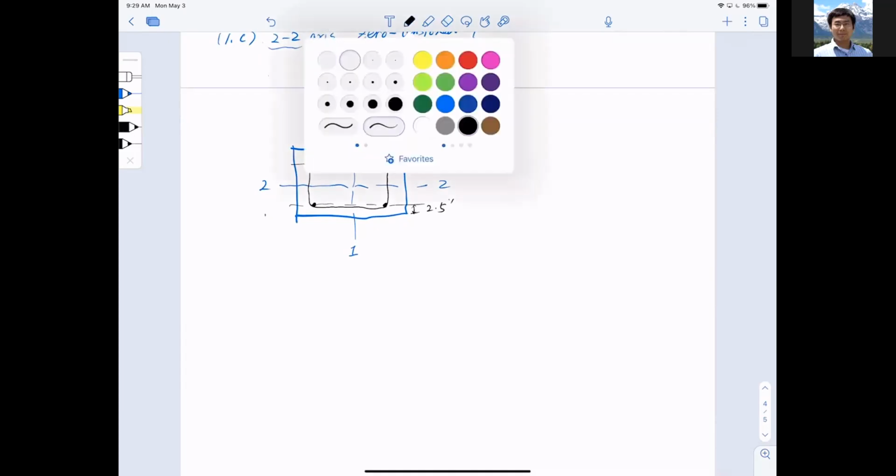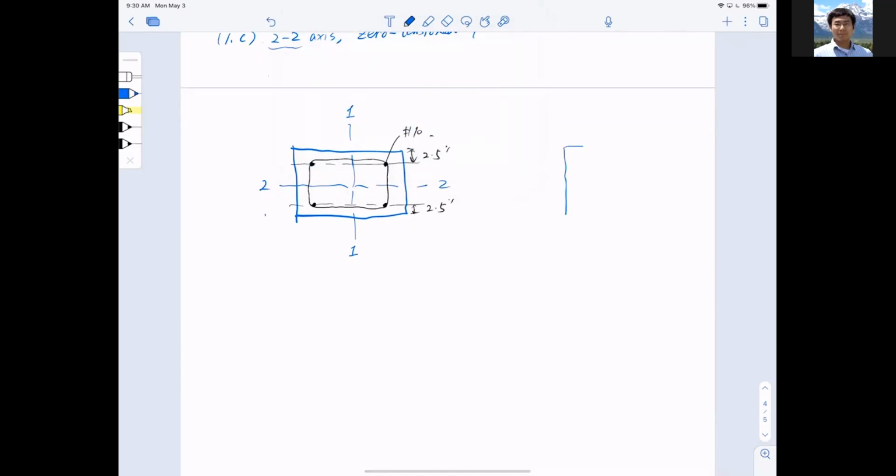So now I need to draw my strain diagram, and I don't like this color, let me get the other color back. The strain in terms of compression in concrete, epsilon cu, is still 0.003. In terms of zero tension, the entire section is going to see compression, so the very bottom here is going to be zero.